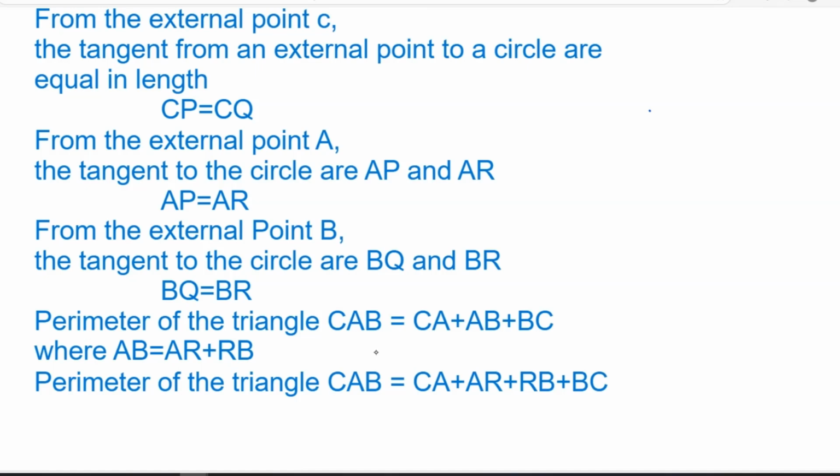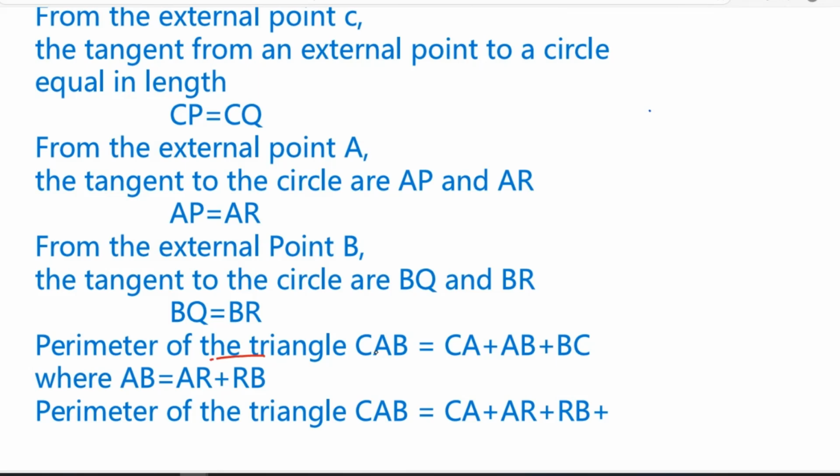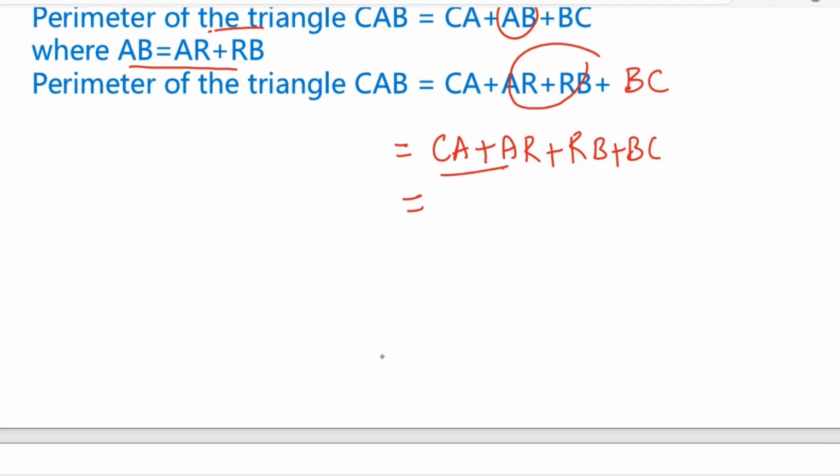Now we have to find the perimeter. What will be the perimeter? The perimeter of triangle CAB will be CA plus AB plus BC. But we know that AB is equal to AR plus BR. So substituting in place of AB, we get CA plus AR plus BR, and BC we write as it is. Now, by taking them together, CA plus AR will be CP, and BC plus BR will be CQ.